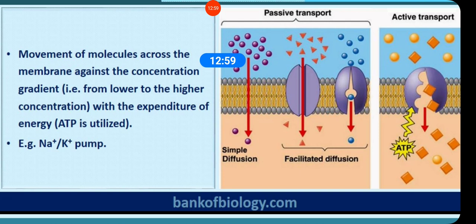So the cell membrane is selectively permeable, semi-permeable, which allows selected substances to pass in. It protects the cell from injury, and it has carrier proteins for active transport, and various enzymes on its surface which are responsible for various activities.